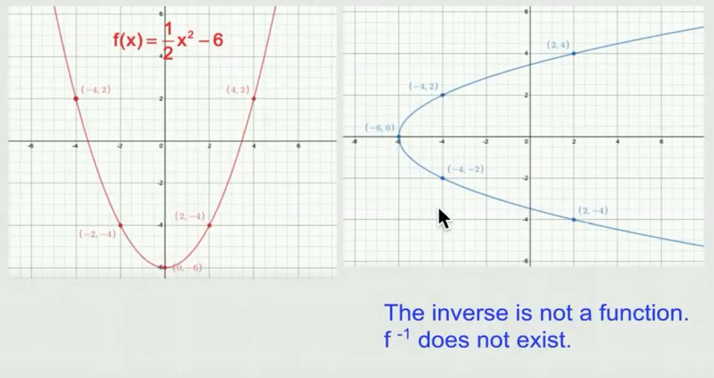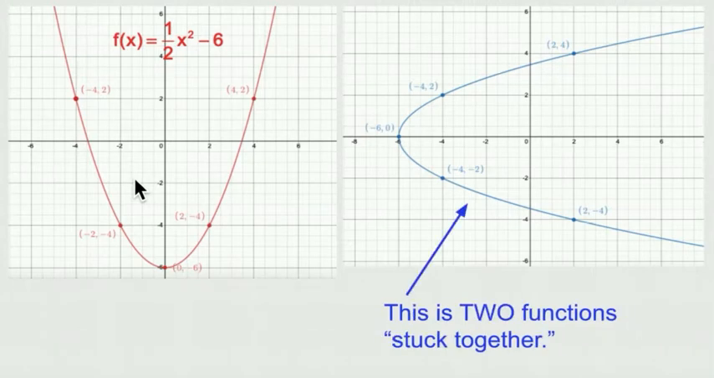So that means that when we reverse the x and y coordinates on this graph, we get this graph, which does not pass the vertical line test, and therefore it is not a function. So what we say is that the inverse doesn't exist for this function right here because the original function was not one-to-one. So in order for a function to have an inverse, it must be one-to-one.